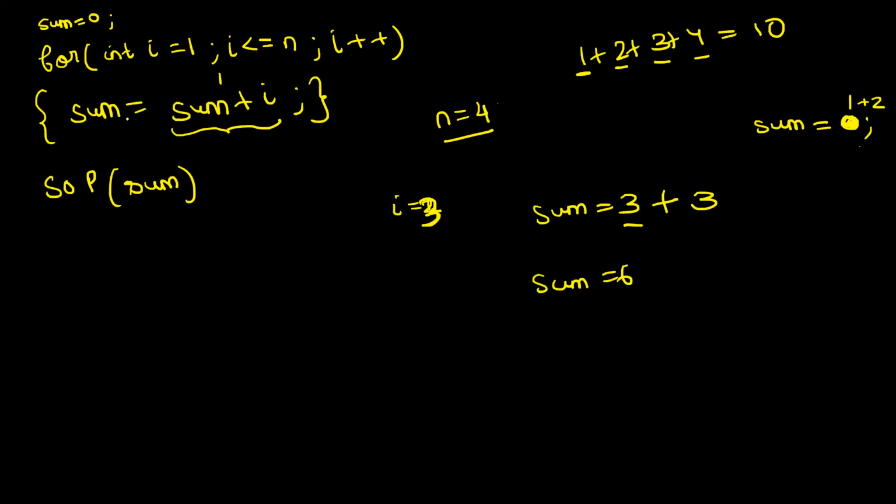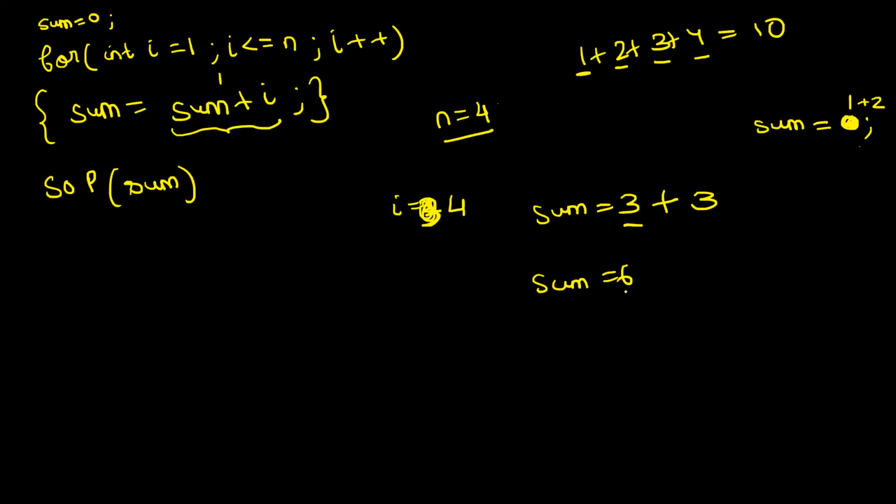Then again, I go to I plus plus. The value of I will become 4. Now I am standing on the fourth natural number. Now 4 is less than or equal to 4, no problem. I enter inside and I say sum is equal to sum plus I.